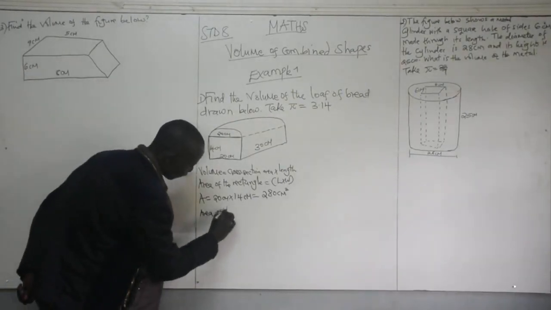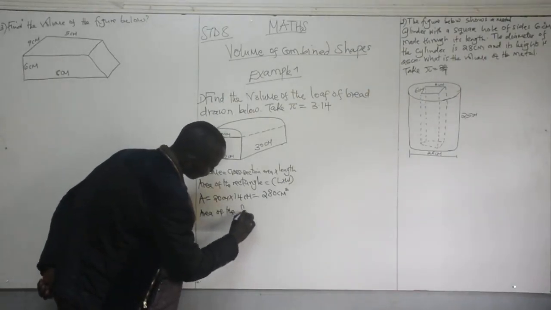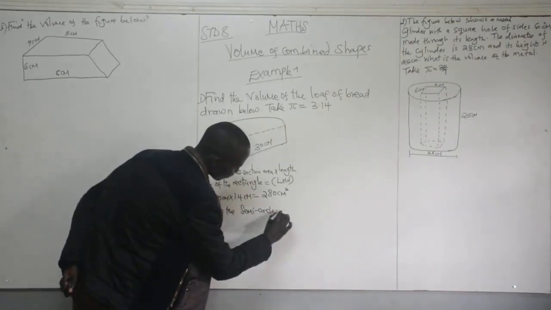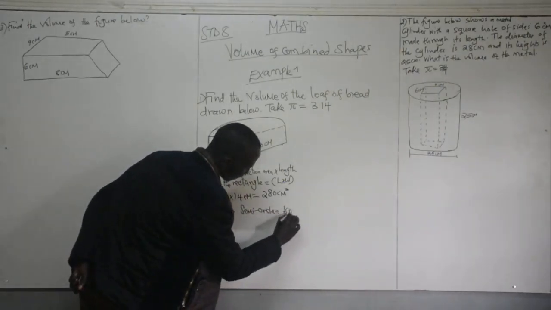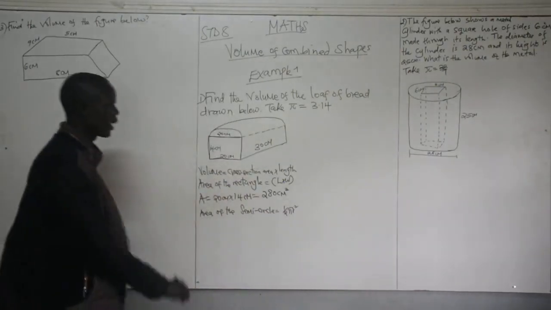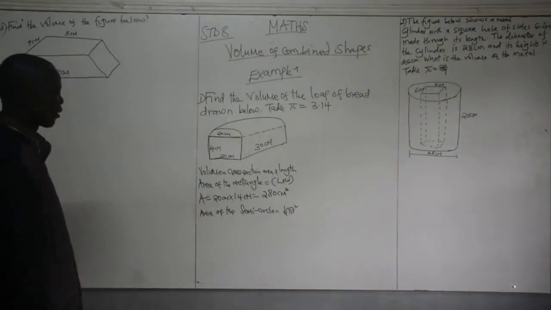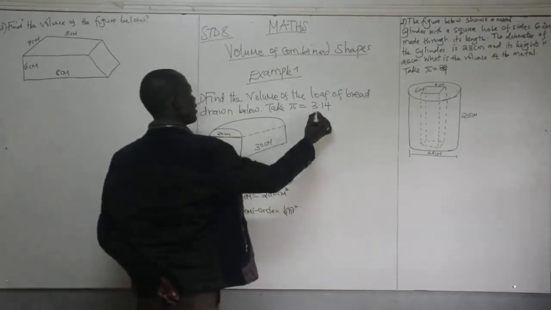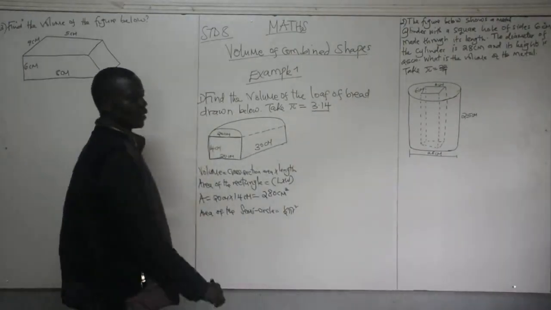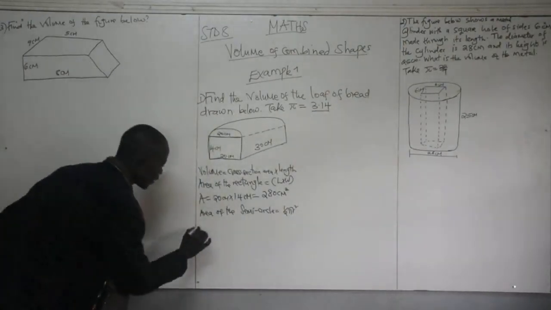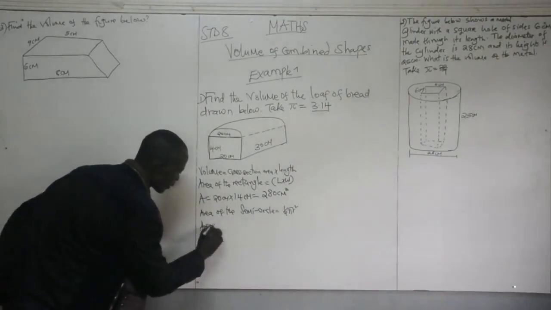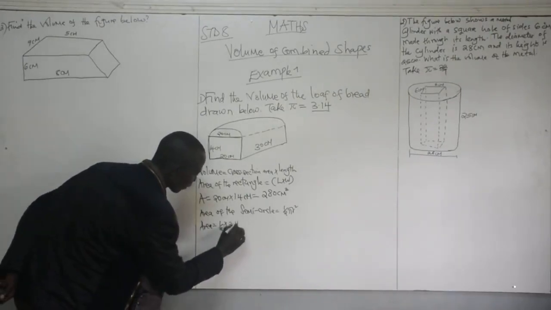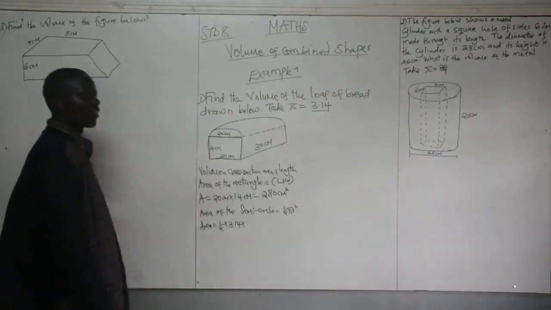Area of the semicircle is equal to what? It's a half pi r squared. And as I've said, we take pi as 3.14. So we now say area is equal to a half, you multiply by pi, which is 3.14, then we multiply by the radius.